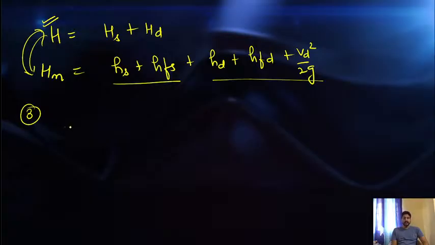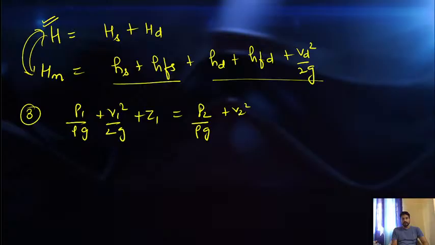What is the third way? You can apply the Bernoulli equation at the suction and at the delivery. So I can write it as P1 divided by rho g plus V1 square over 2g plus Z1 is equal to P2 over rho g plus V2 square over 2g plus Z2 plus the losses. As you know, in the Bernoulli equation we add the heads on the right-hand side. All the minor heads, all the major heads, whatever heads are there, we write on the right side. So this is the total head available after considering all the losses.